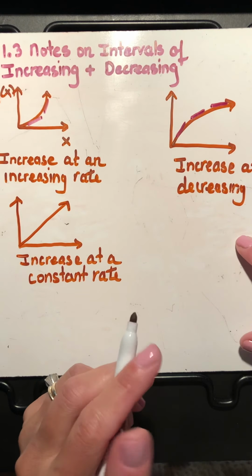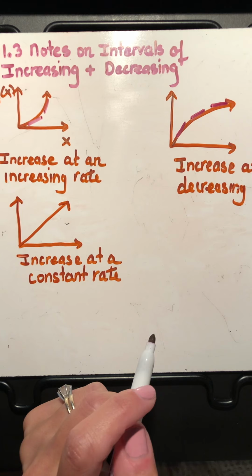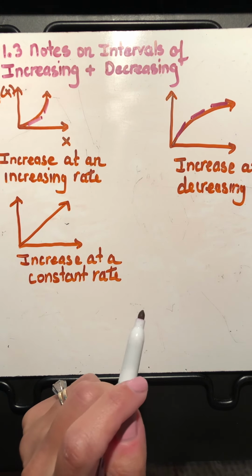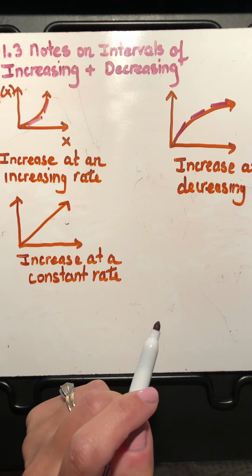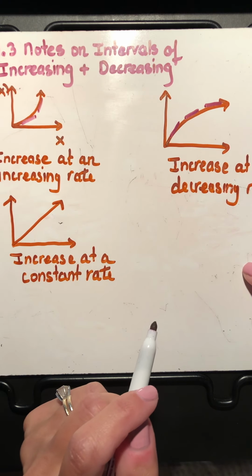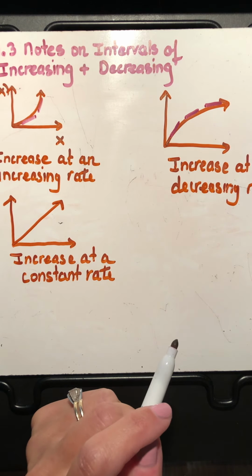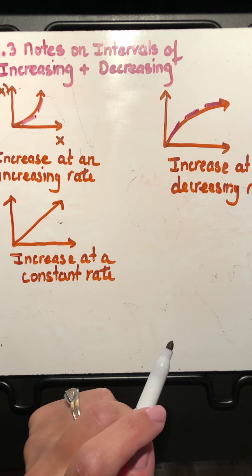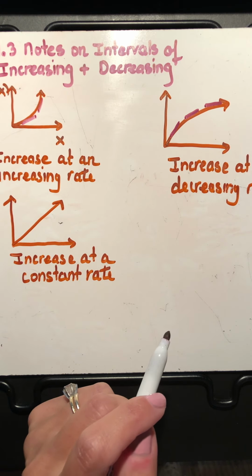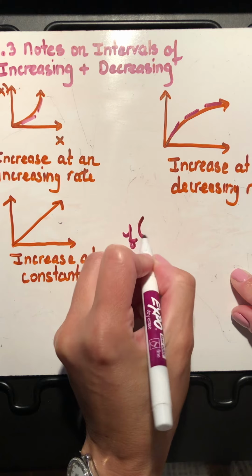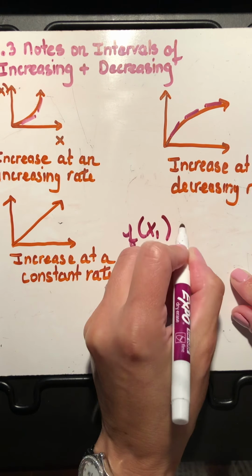Okay, so there are three ways that a function can increase. We can increase at an increasing rate, we can increase at a constant rate, and we can increase at a decreasing rate. All of the graphs are increasing because as we walk along the x-axis from left to right, the y values are going up.